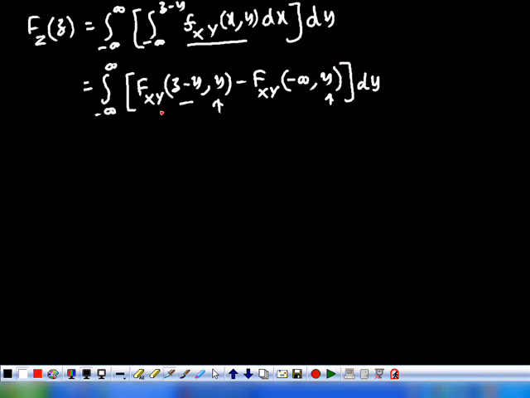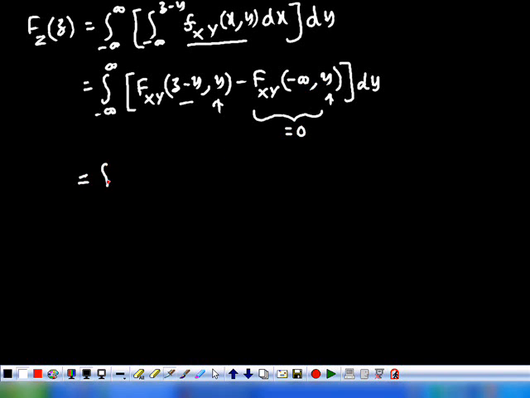That can be written as F_XY of the upper limit comma y minus F_XY of minus infinity comma y. Obviously, the second term is equivalent to 0 because it is the joint probability of X less than or equal to minus infinity and Y less than or equal to y. So it is an impossible event. So it is 0.